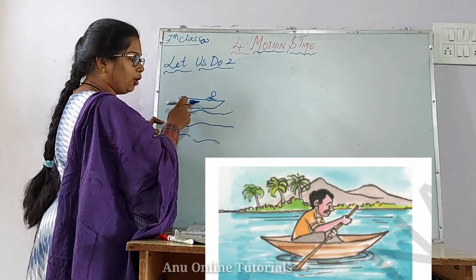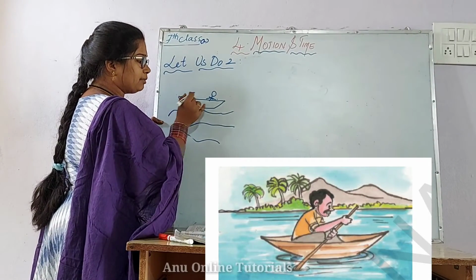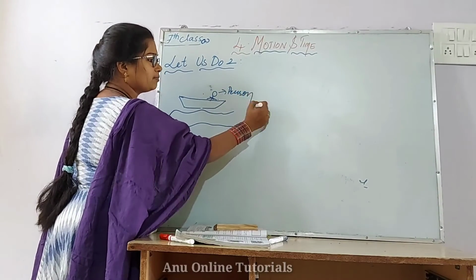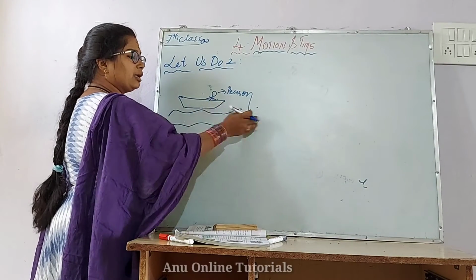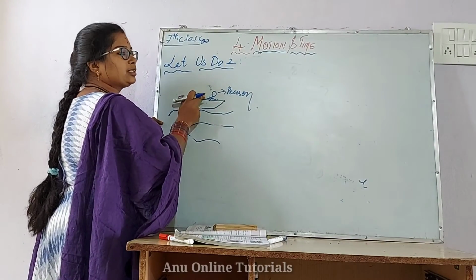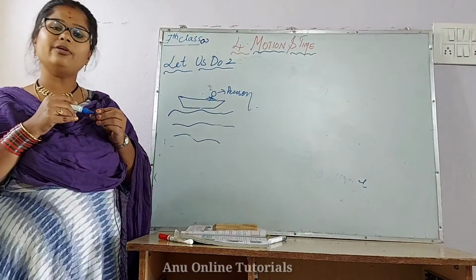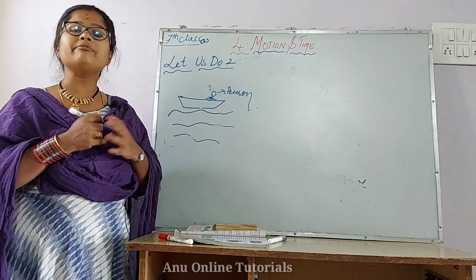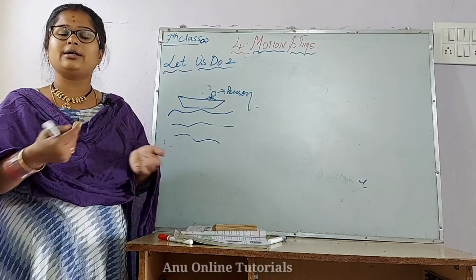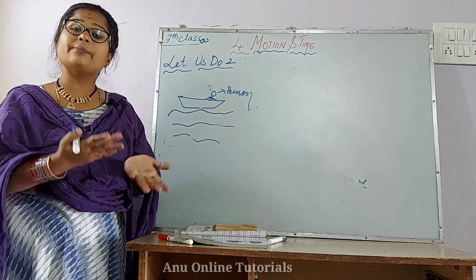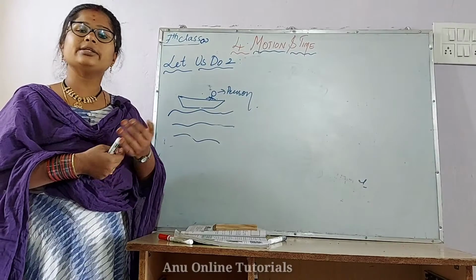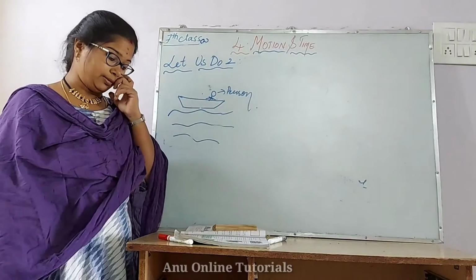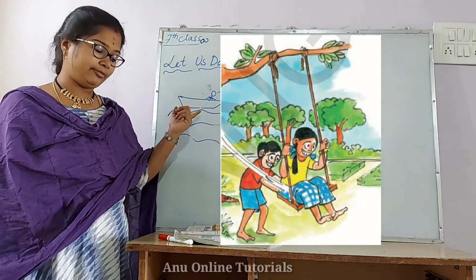But with respect to the boat, it is the same person. With respect to the bank of the river, he is moving. The same person with respect to the boat, he is at rest. Means, as we said in the statement before, the object may be at rest or in motion at the same time, relative to its surroundings. Means depending upon the observer, whether it is in motion or at rest, you can say. And next one is the picture shown on the screen.